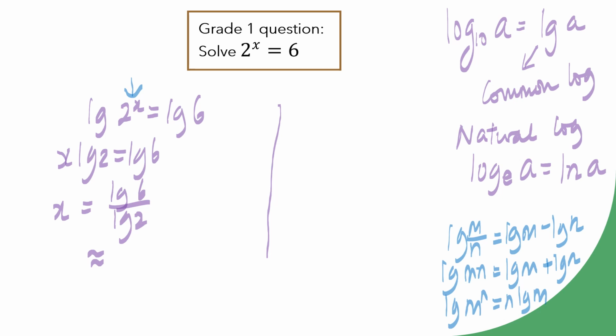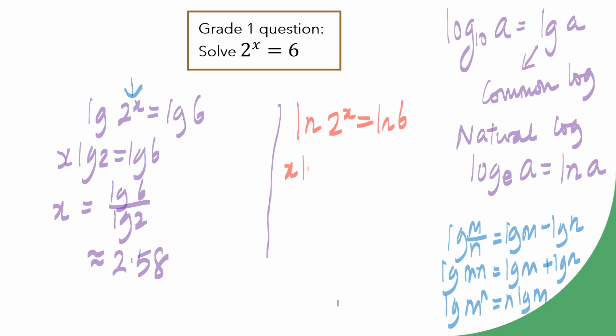When you use a calculator, I'm referring to the Casio one, when you press log, make sure you press log, open bracket 6, then close bracket. Then divide by log, open bracket 2, then close bracket. Otherwise, your calculator will give you an error. So this is using common log. What happens if you don't want to use common log? You prefer to use natural log. Let's see what happens. Will you still get the same answer?